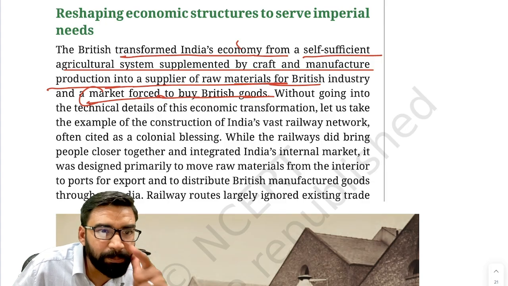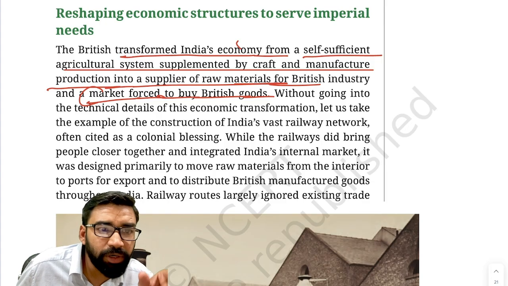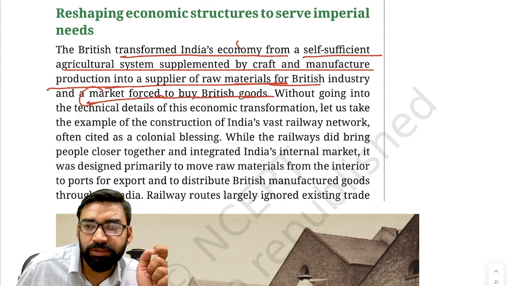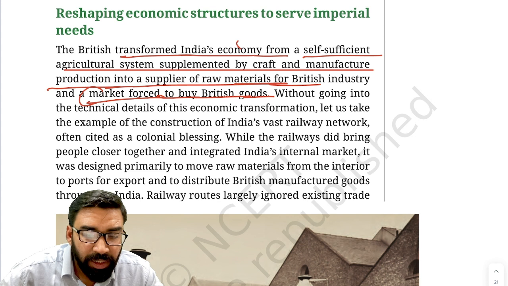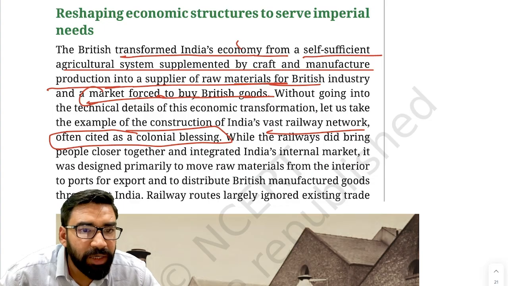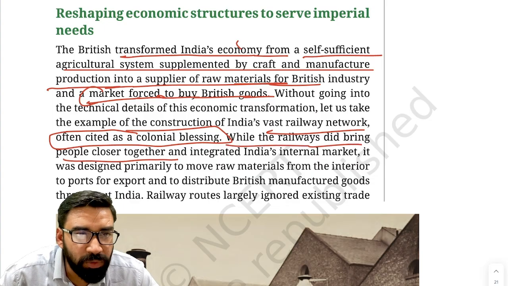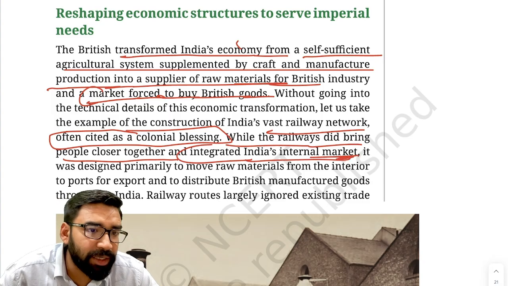It was mostly paid by Indian revenues. It was not a gift of colonial rulers. It was paid by Indian tax revenues. Indian funded infrastructure was there, like railways were created. Railways were there. While railways did bring people closer together, railways also integrated India's internal market.